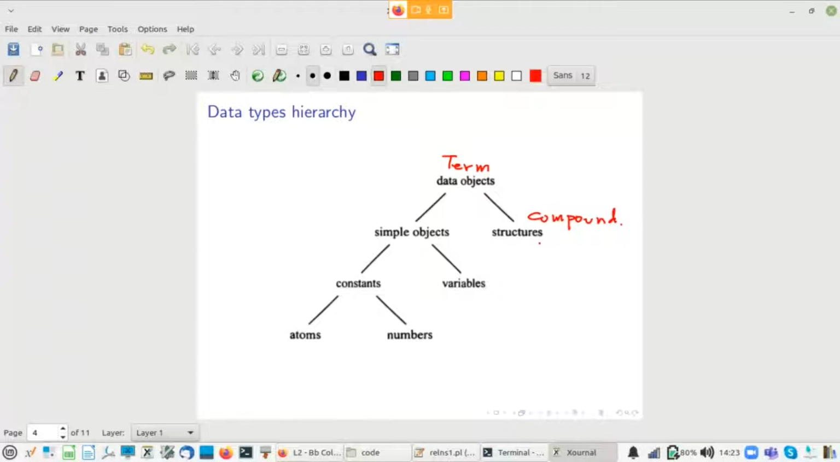So this compound we saw is basically a functor followed by, within brackets, the arguments. And each argument in turn can be a term. Simple objects can be variables or constants. Constants in turn can be the simple atoms we saw, or they can be atomic numbers, that is integers or floating point values. So these are the basic data types that are available.